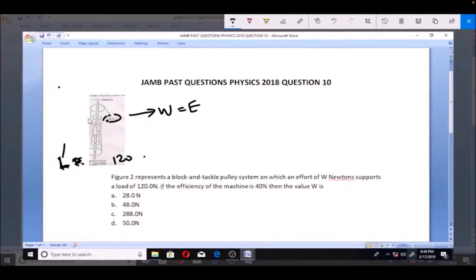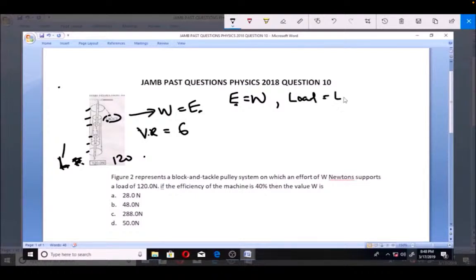Also note that we have how many pulleys in the system? We have 1, 2, 3, 4, 5, 6. So the VR is equal to 6. Take note of these things before we start the calculation. From what is given, we have E equal to W, which is the effort, and that is what we are told to calculate. We have L, which is the load.